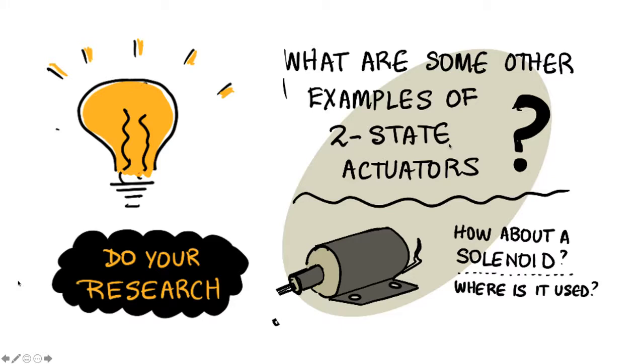Now, these digital ones are two-state actuators. They can be on or off. So again, something to think about. We can talk about this tomorrow. What are some other examples? Things like solenoids. So do a bit of research. Have an idea about how these different electrical on-off devices can work.